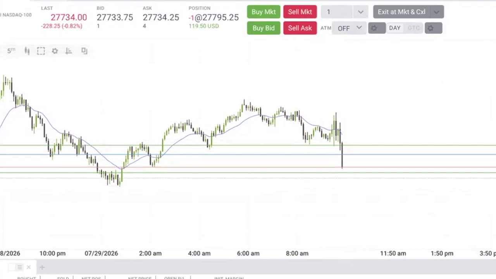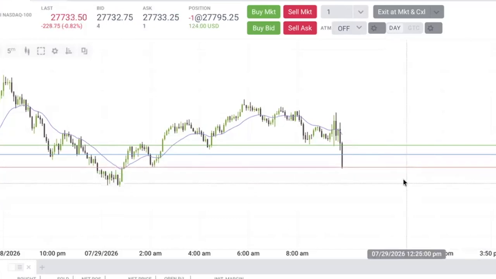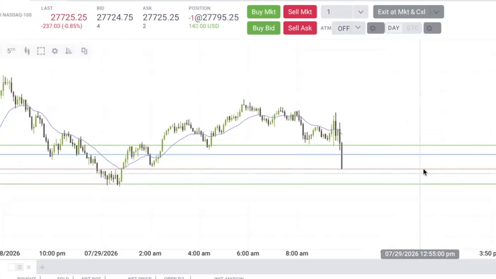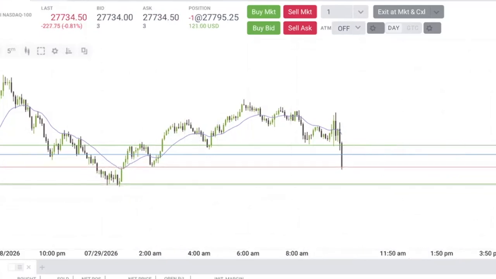And what we'll need to do is change these. We need to change this over here. We'll change our take profit. We'll put it down here. Left click, buy 1 because we're selling. So we'll put 1 right around here. I think that's a good spot.